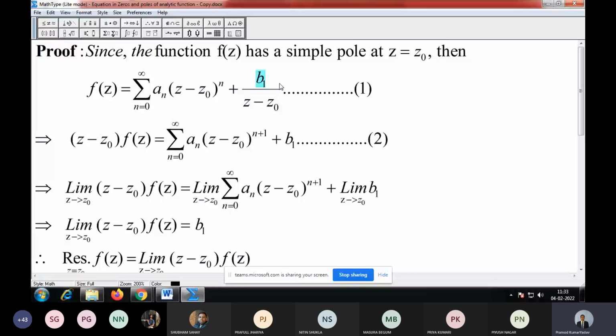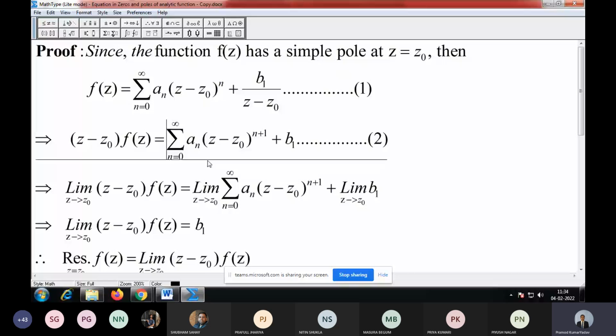For this b1, just multiply both sides by z minus z naught. So this is going to be z minus z naught, and here again z minus z naught to the power n plus 1. Now for b1, just take the limit on both sides as z tends to z naught. So here limit z tends to z naught, (z minus z naught) f(z). When we take the limit at this position, we can't evaluate it because f(z) is unknown, so it will remain in the limit form. But here a_n is constant. It is not a function of z.